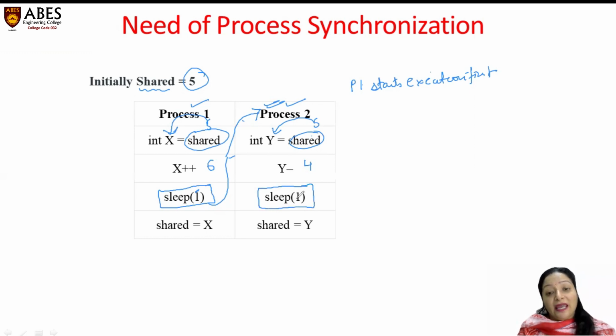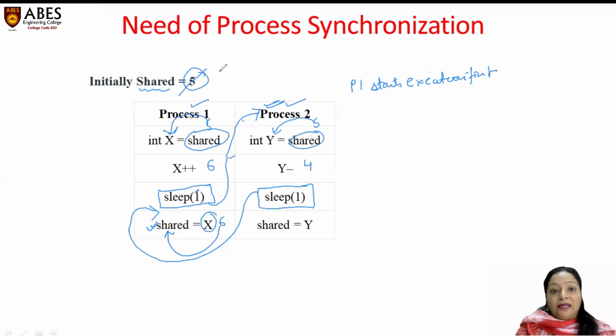Now again process P2 is going into the sleep state. Now once again context switching will occur and the CPU will resume the execution of process P1 where it was stopped earlier. So process P1 will start its execution from the fourth instruction, and here the value of x, what is the value of x here? 6. 6 will be stored in the shared variable. So now the final value of the shared variable will be 6.